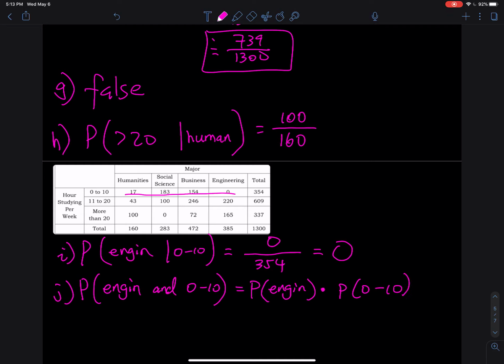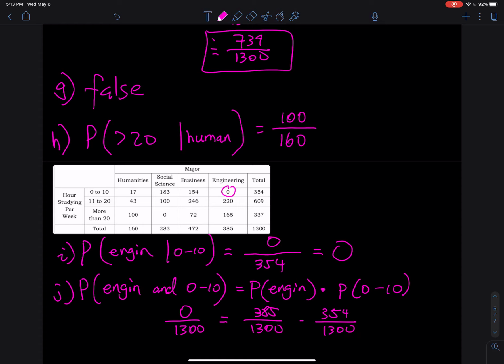So engineering and 0 to 10, what do we have? Engineering and 0 to 10, we have a 0. So this is a 0 divided by the grand total. That is mutually exclusive, right? And then engineering, how many engineering? That is 385 divided by the grand total, 0 to 10, that is 354 divided by the grand total.